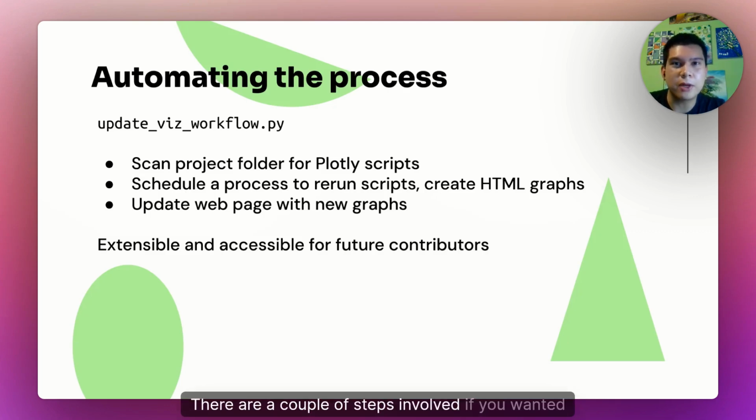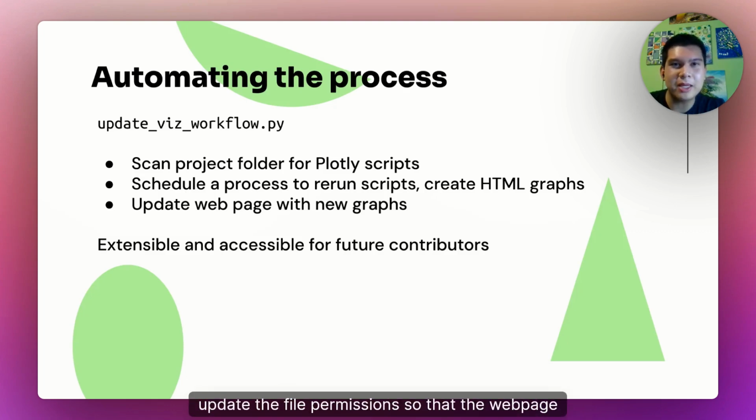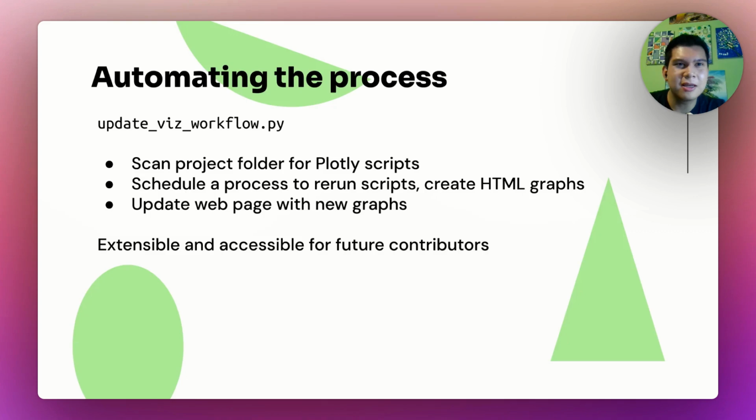There are a couple of steps involved if you wanted to update this web page with a new graph. First, you would need to bring in your Plotly script, then generate that graph, embed it into the HTML, update the file permissions so that the web page can access the new files, and update the shell script that keeps all of the graphs updated.